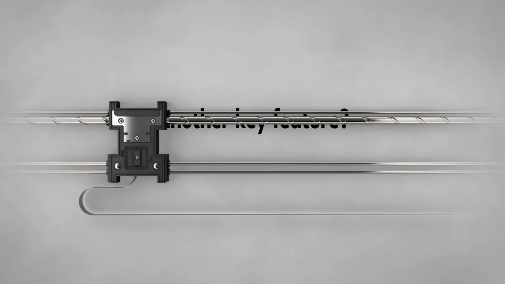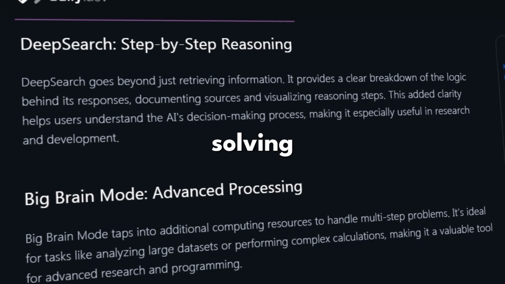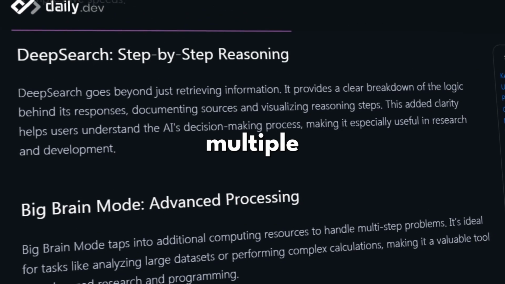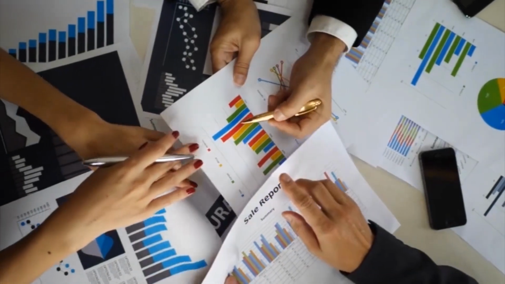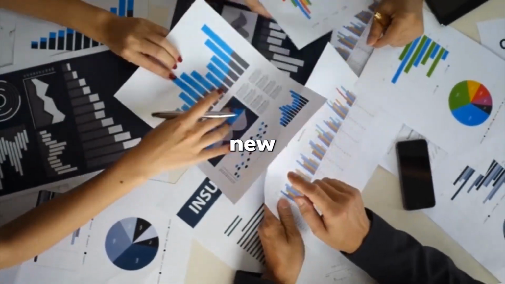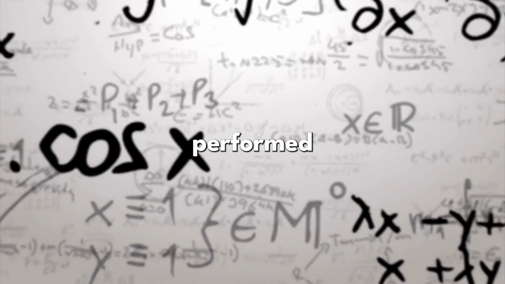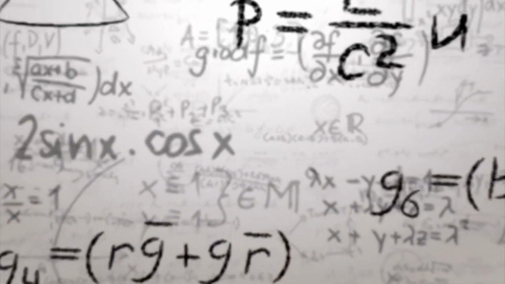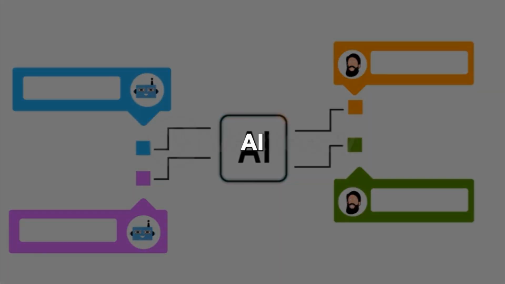Another key feature? Extended reasoning time. By allowing Grok 3 to think longer before answering, its accuracy skyrockets. Instead of just solving problems once, it runs through multiple solutions and cross-checks them before deciding on the best one. And just to make sure Grok 3 wasn't overfitting or just memorizing test answers, the team put it through a brand new math competition, AIME 2025. Despite never having seen these questions before, Grok 3 performed even better than on previous exams, proving that it's truly learning and generalizing.